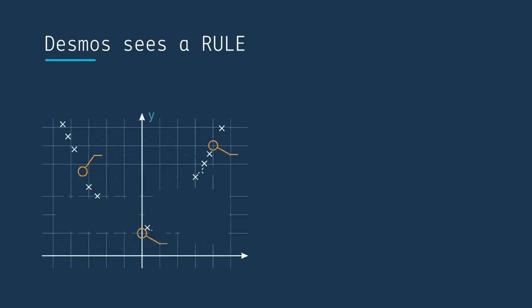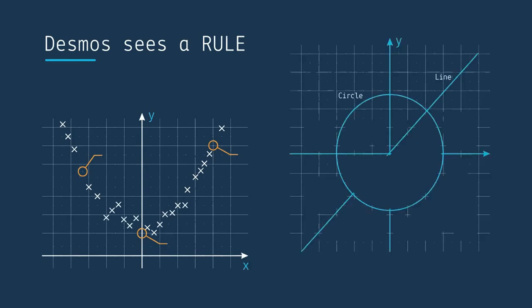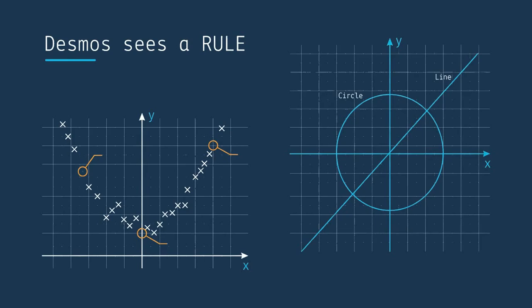When you type something into Desmos, it doesn't see a picture, it sees a rule. And a graph is nothing more than all the points, x and y, that make that rule true. That single idea explains how Desmos graphs both lines and circles. Start with a simple line, like y equals 2x plus 1.